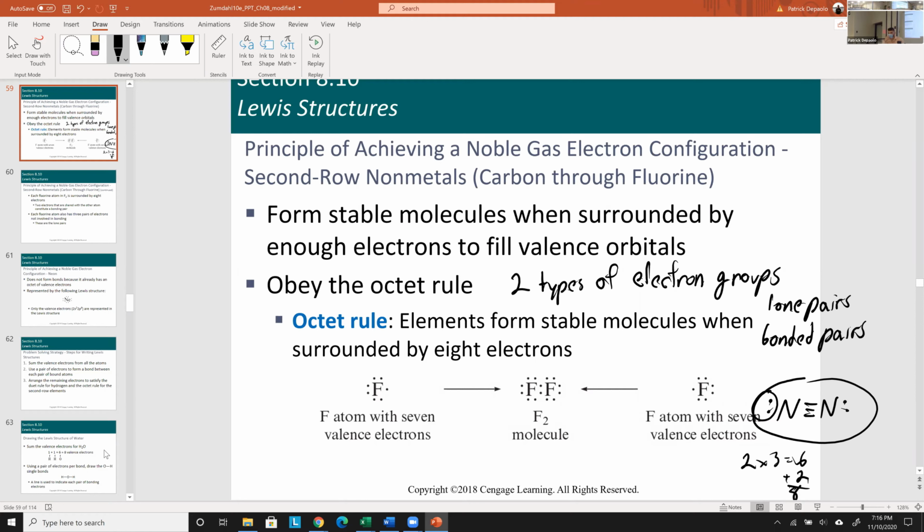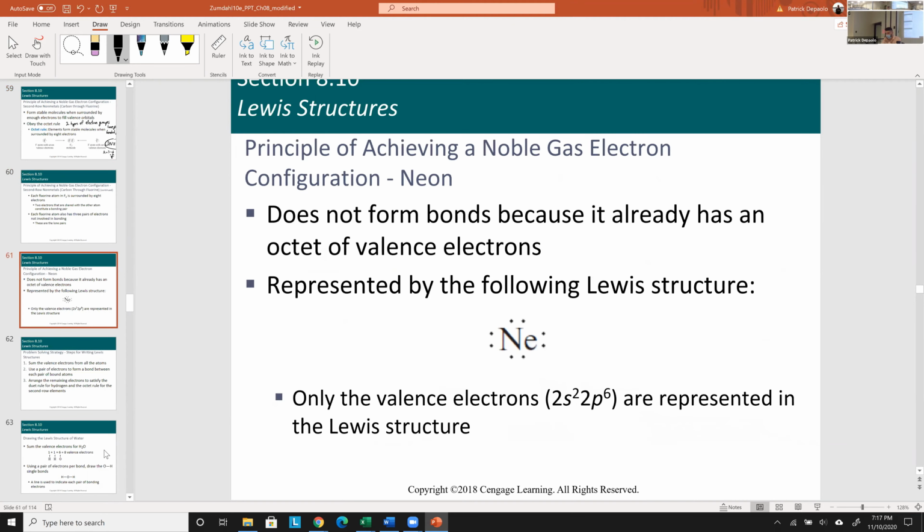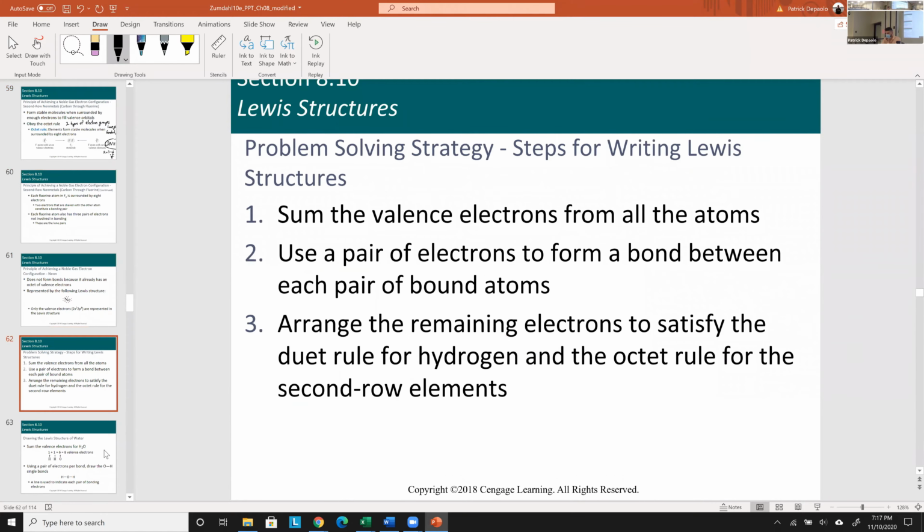So does that make sense? And I'm sure this won't really make sense yet. Does the concept make sense that they like to have 8, hydrogen likes to have 2, and the bond numbers are different? So just think about that. Once we get into practice, it will make more sense.